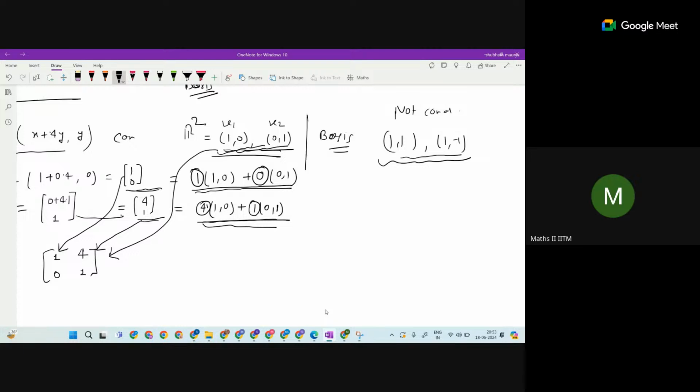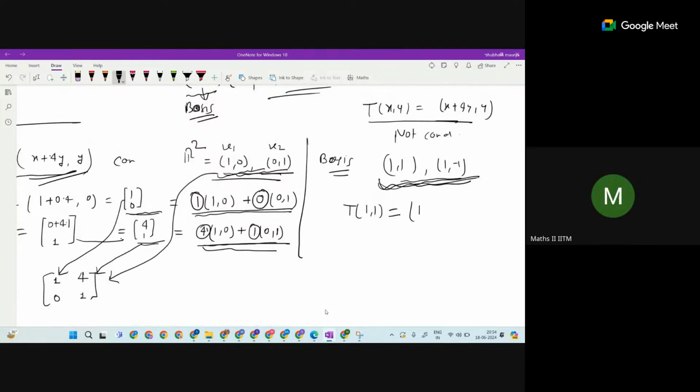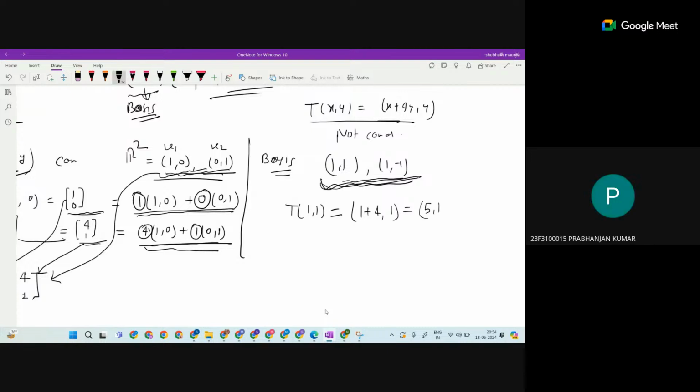Let's find the matrix representation of T with respect to this basis. This is not a canonical basis, so we follow the same process: find the image of the basis elements. Our expression is the same: T(x, y) = (x + 4y, y). Let's find the image of the first element with respect to this expression. It is going to be (1 + 4, 1), which is (5, 1).